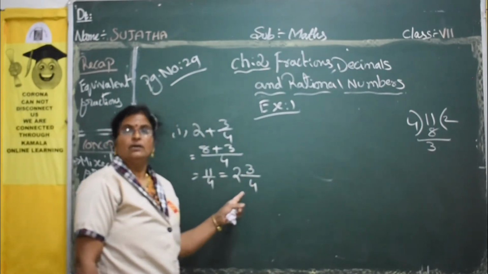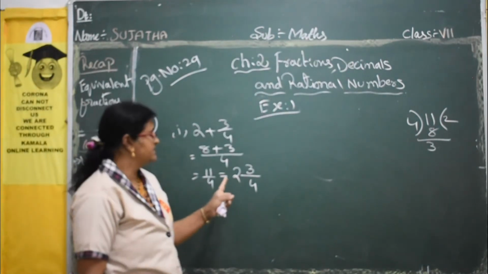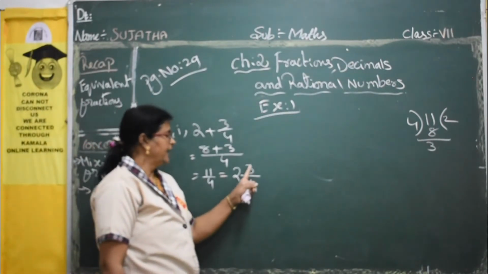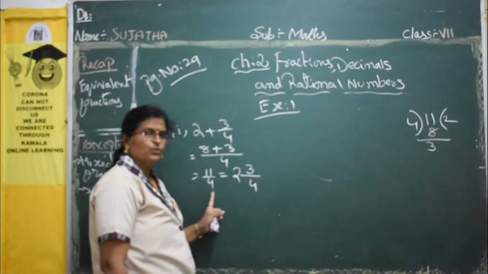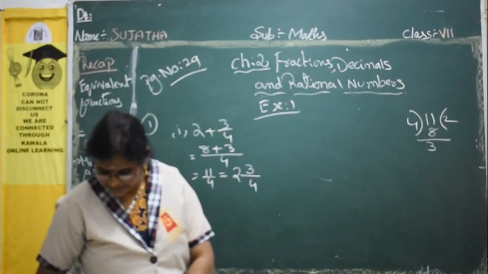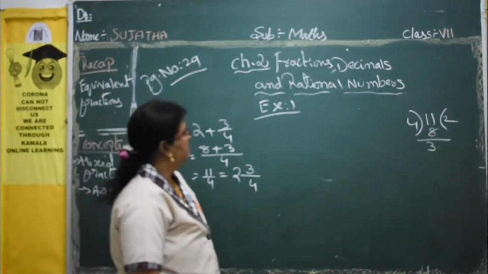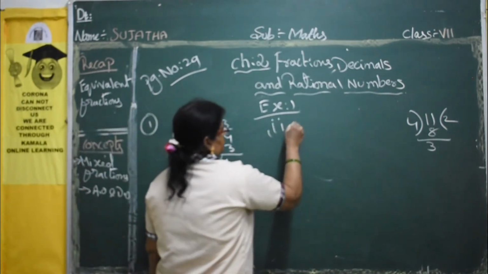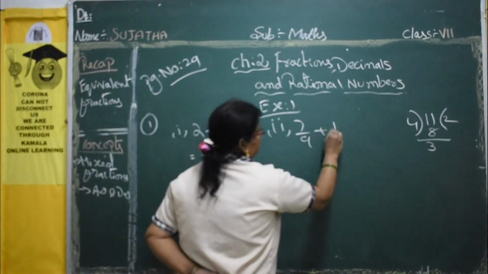Is it right or wrong, that we'll check. 2 4s are 8, 8 plus 3 is 11, 11 by 4. Okay, like this you can write. Now the second one, 7 by 9 plus 1 by 3.